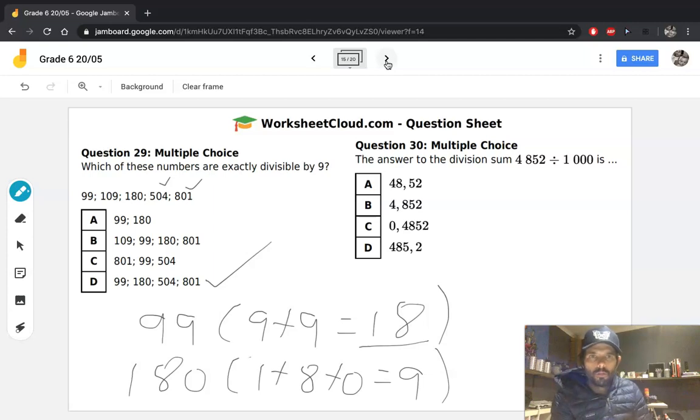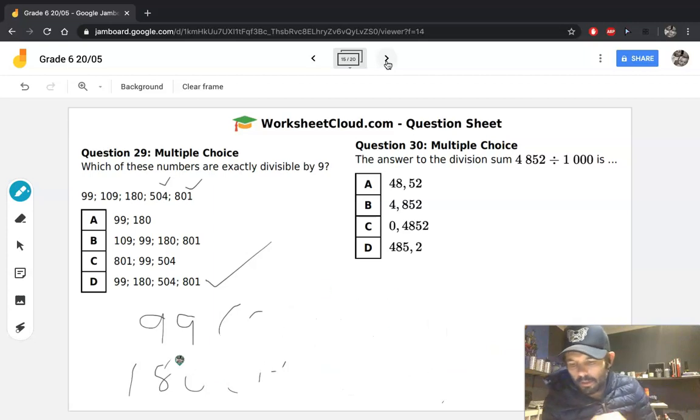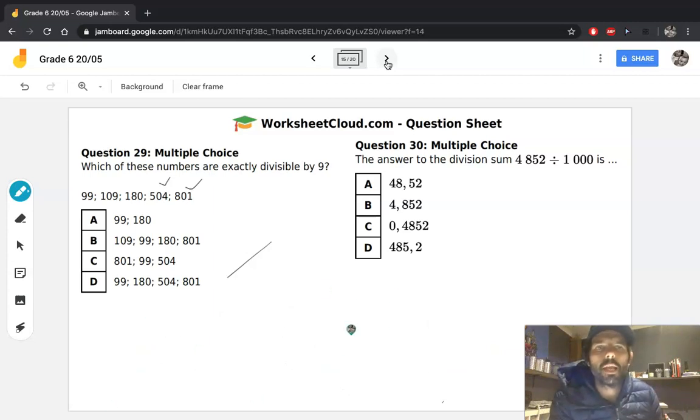Okay, question 30. The answer to the division sum 4,852 divided by 1,000 is equal to which option? So here, what we are trying to test is, do you understand how a number gets smaller depending on the base 10 that it's divided by? So remember, if it's divided by 10, it gets 1 place smaller. Divided by 100, 2 places smaller. Divided by 1,000, 3 places smaller. So 4,852 divided by 1,000 is going to give you option B, 4.852.